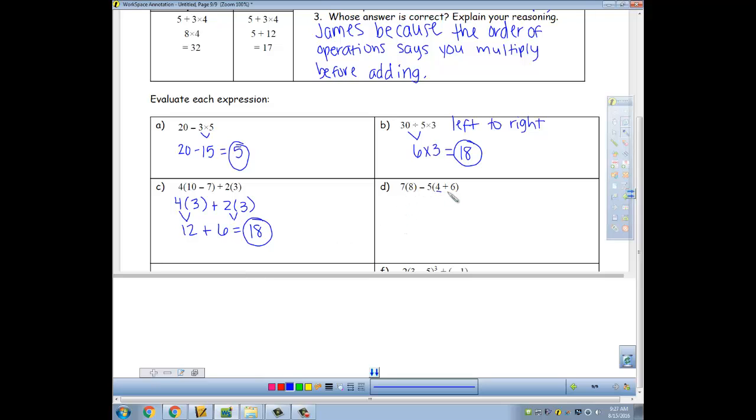Part D, I have parentheses again. So 4 plus 6 is 10. Again, I see the parentheses, but here they just mean multiplication. 7 times 8 is 56. 5 times 10 is 50. Bring down your subtraction symbol. 56 minus 50 is 6. Okay, I'm going to scroll down.